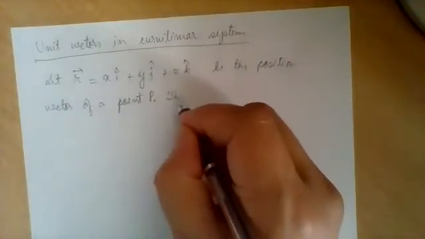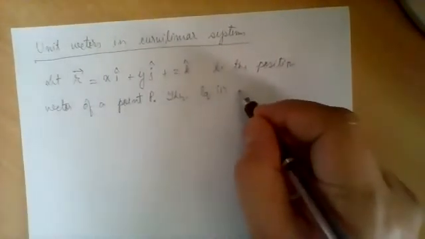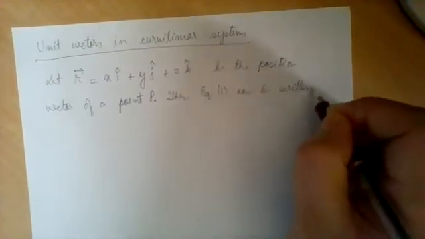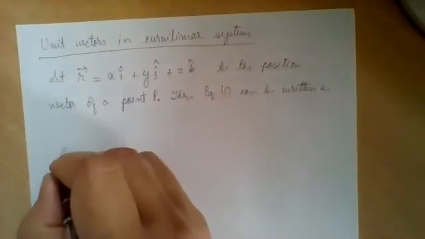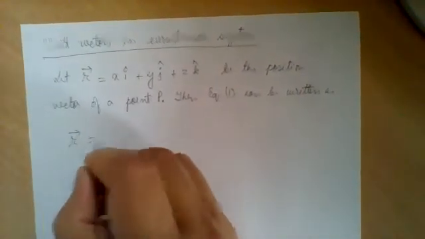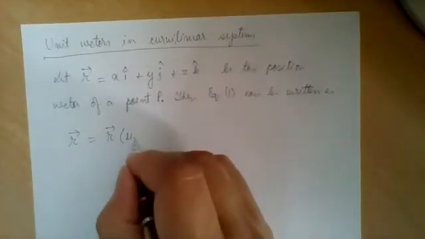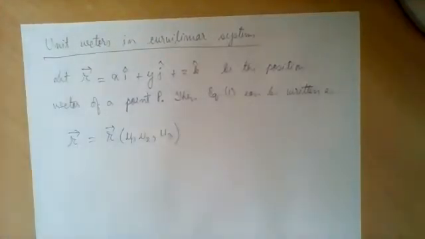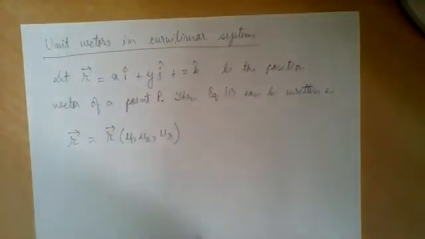Then equation 1 can be written as r vector, a function of u1, u2, u3. Since x, y, z are functions of u1, u2, u3, r is also a function of u1, u2, u3.